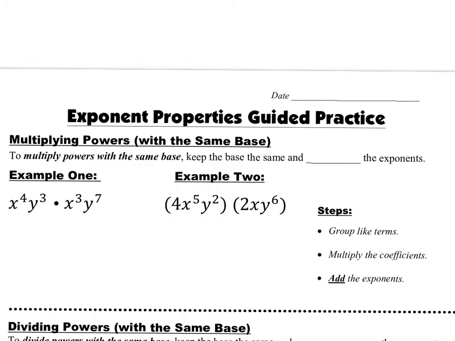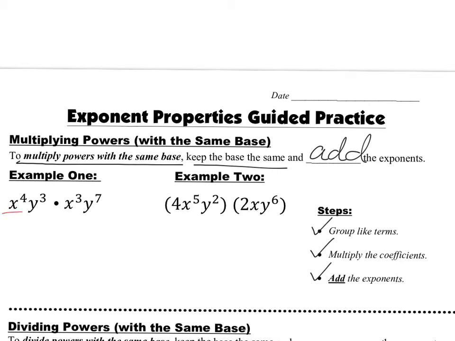Now let's look at some more examples on multiplying powers with the same base. Remember that to multiply powers with the same base, we keep the base the same and we add the exponents. And there are 3 steps. First, we're going to group the like terms, then we're going to multiply the coefficients, and then we're going to add the exponents. So in our first example, let's go ahead and group our like terms.